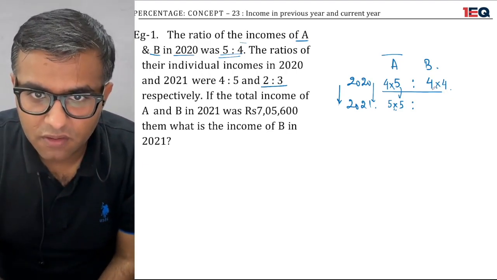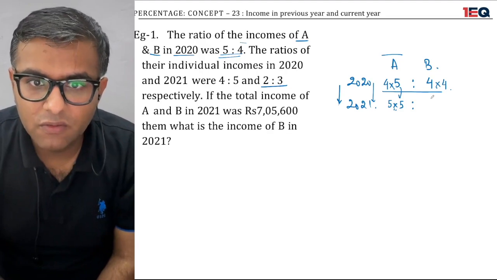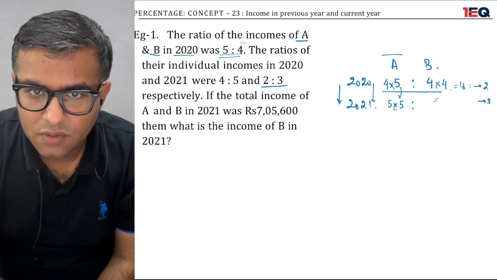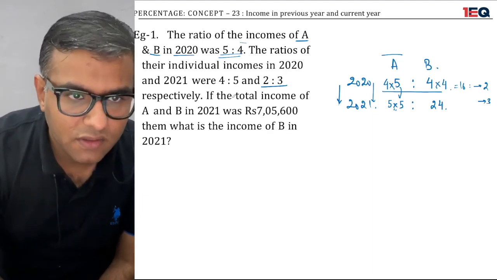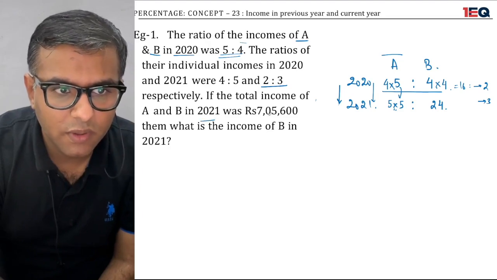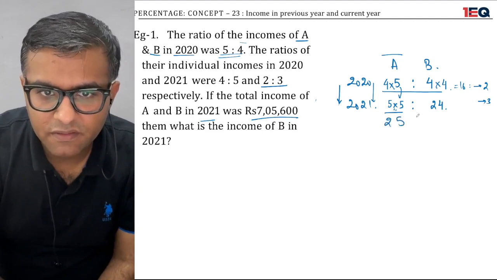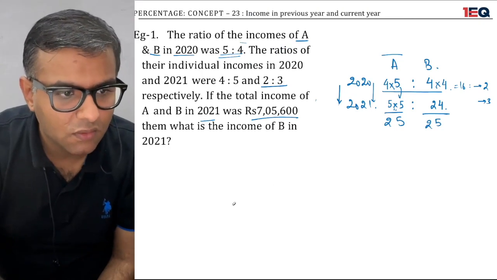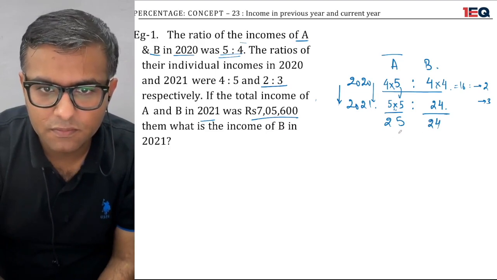If the value over here of B is 16 and that is equal to 2, then what should be equal to 3? If 16 is given as 2, then what is given as 3? That is 24. So I can write 24 over here directly. Got it? So if the total income of A and B in 2021 was this, then what is the income of B in 2021? 5 5s are 25 and 24 right away over here is 24. I'm so sorry that I wrote it as 25. It is 24. Now I'll be solving the fun part of it.